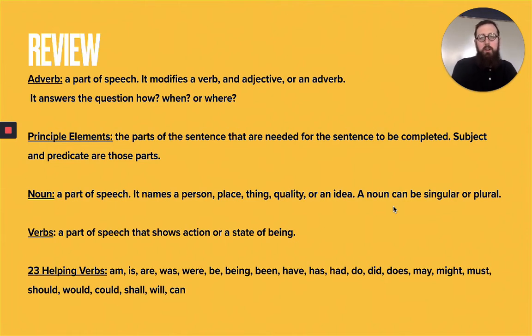Principal elements are the parts of a sentence that are needed for the sentence to be completed. Those are the subject and the predicate. A noun is a part of speech. It names a person, place, thing, quality, or an idea. A noun can be singular or plural. Verbs are a part of speech that show action and or a state of being. And then we have 23 helping verbs. The quicker you have those memorized, the easier it is to analyze and diagram sentences, because anytime you see that word, you automatically know that is a helping verb.